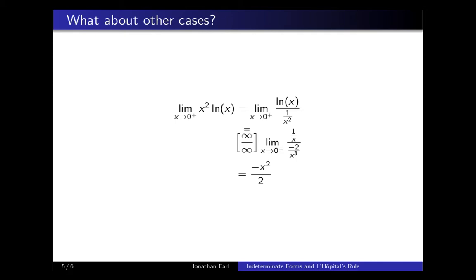And now we can use L'Hopital's rule. We get 1 over x all divided by minus 2 over x cubed. As x goes to 0 from the right, we get minus x squared over 2, and that limit is going to go to 0.